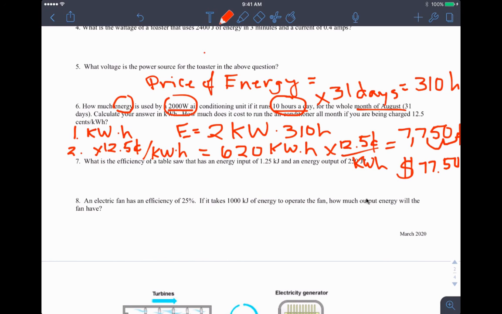I'll post another video later on the last part, which is section 4 on energy. But for now, I'd like you to see if you can do these practice questions 1 through 8, now that I've done a couple of those for you.